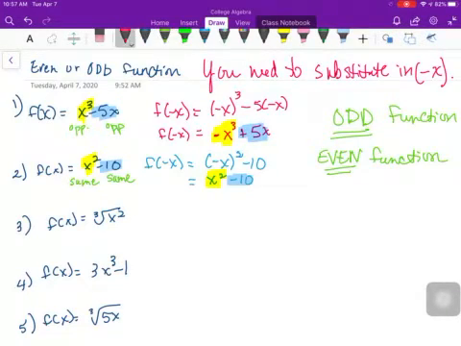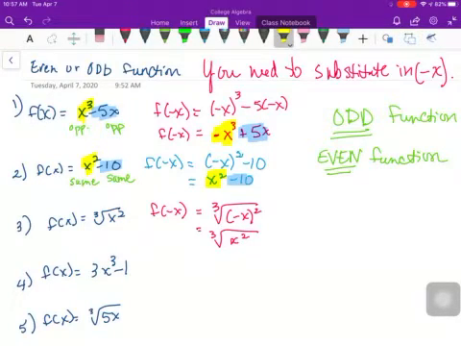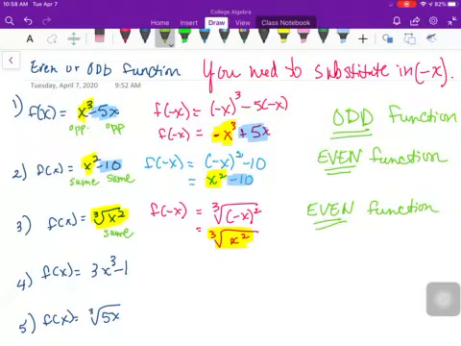Let's try the next one. Substitute in a negative x. The cube root of the quantity negative x squared. Well, that's a cube root. A negative x times a negative x is a positive x squared. So let's check out our terms. The cube root of x squared, the cube root of x squared are the same. So if they're the same, it is an even function.